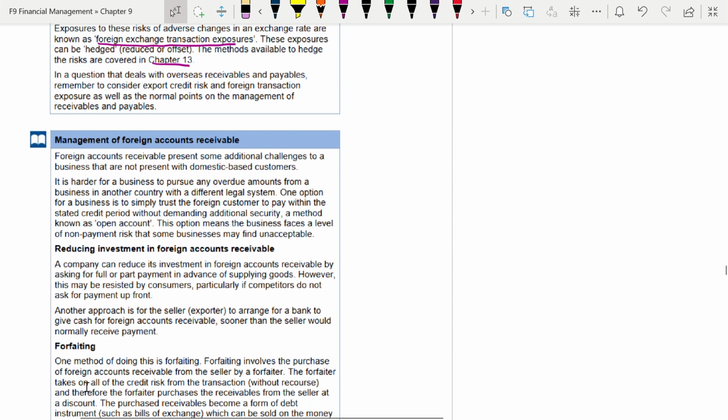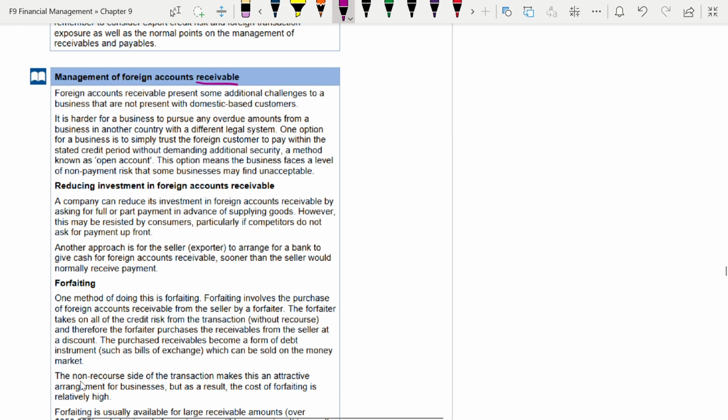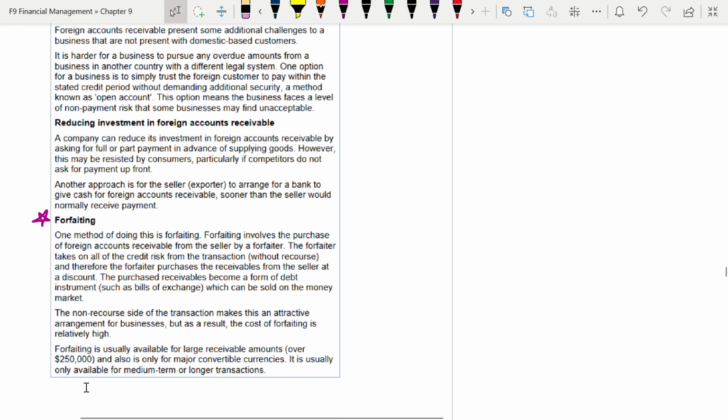Okay, management of receivables. It is not only payables, it is also receivables. Now, in receivables, these are important terms. What is forfeiting? Forfeiting involves the purchase of foreign accounts receivables from the seller by a forfeiter. A mediator will be there, a middle person. The forfeiter will take all the credit risk from the transaction.